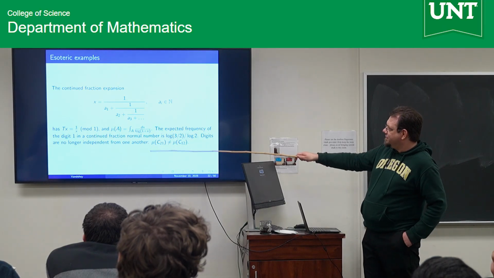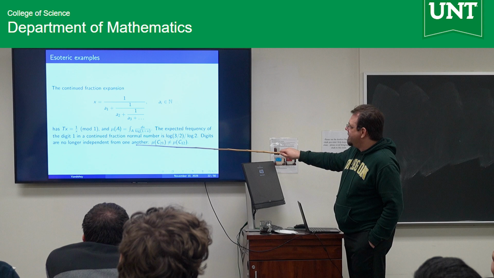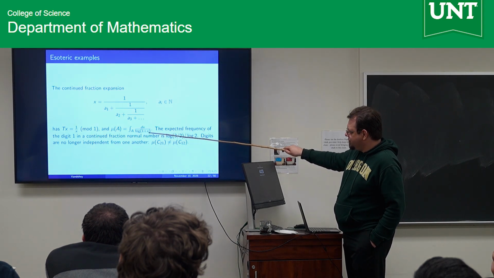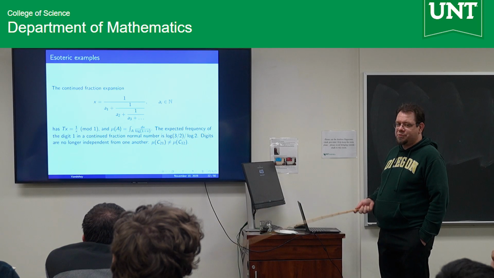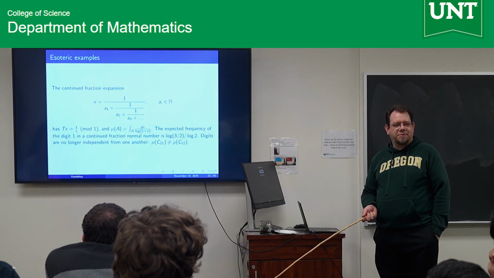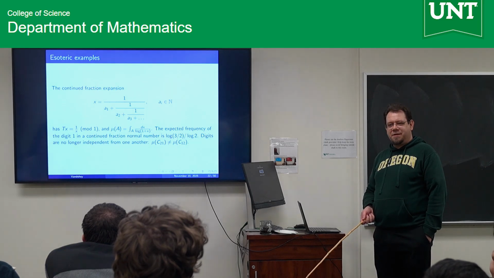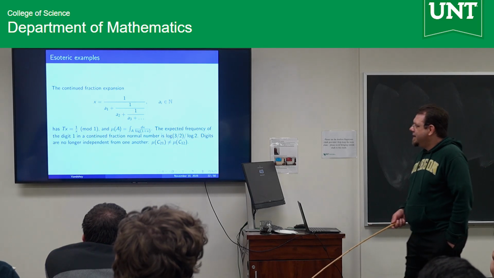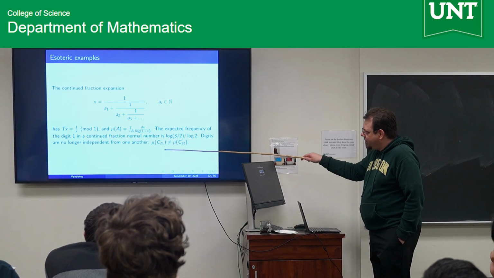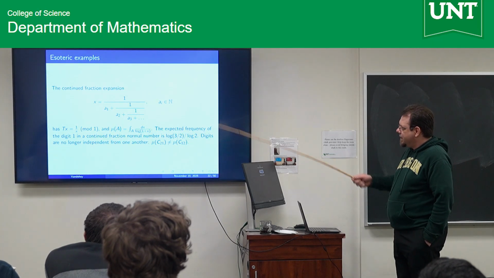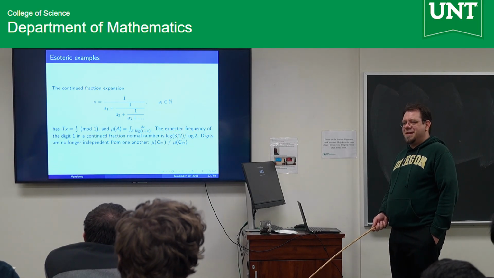The invariant measure, though, is a very fun thing here. I actually missed a... Oh yeah, this should be dx over log 2 times (1 plus x), so apologies for my typo there. Now this results in some strange expected frequencies because the expected frequency of 1 here is log(3/2) over log 2. That is not a nice number. Also, digits are no longer independent from one another, so if I look at the frequency of the string 2, 1 versus the frequency of the string 1, 2, these are not the same anymore. This starts to make everything a little bit tougher.